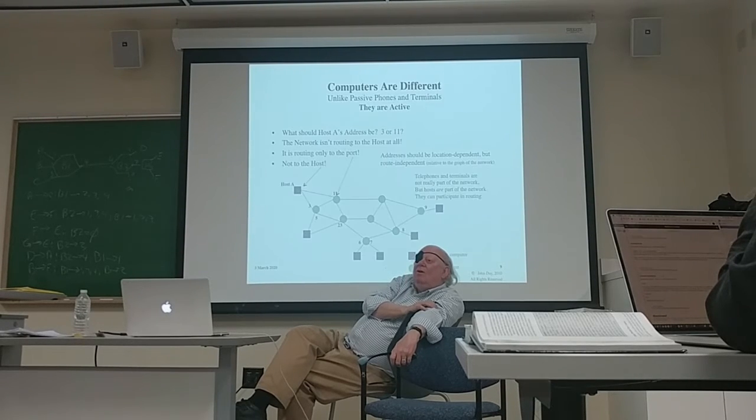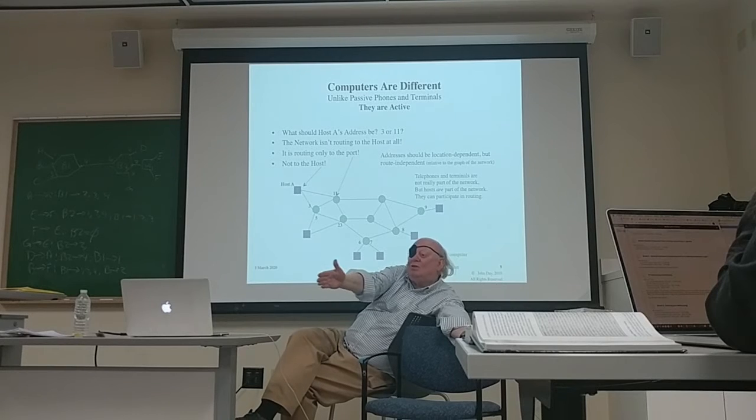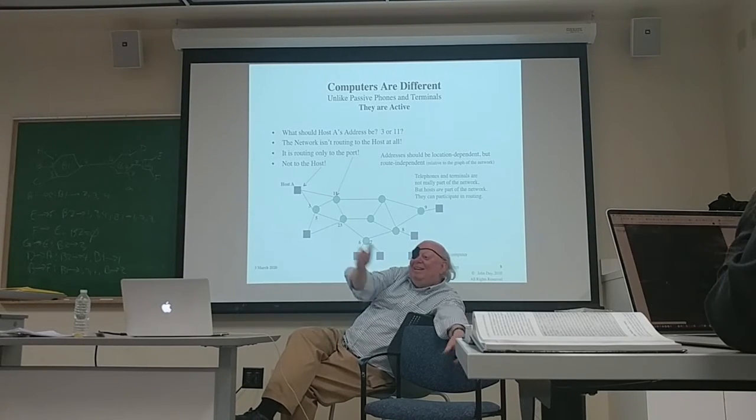So how does it work on telephones then? Well, a telephone can only have one thing going to it. It doesn't make any sense to have two wires going to a phone, especially an old phone where it was an electrical connection, right?